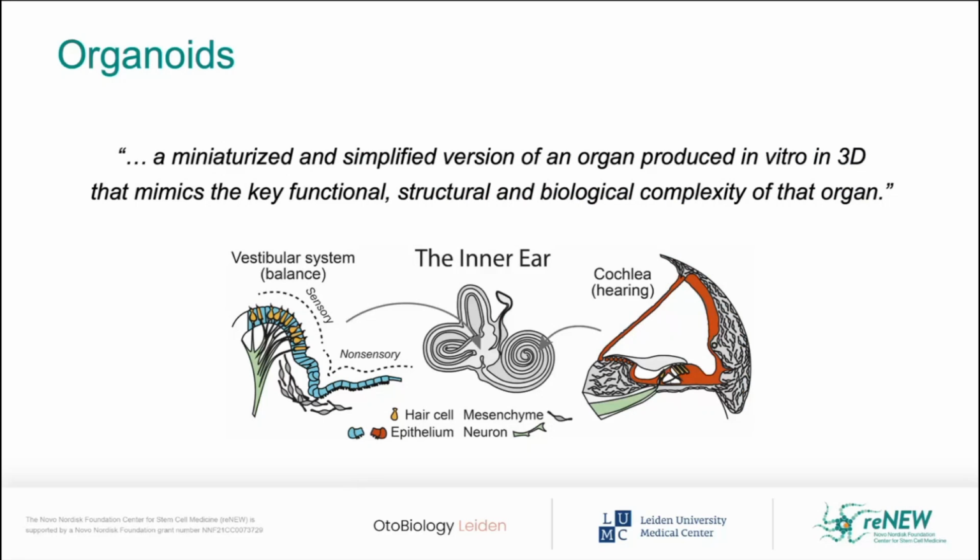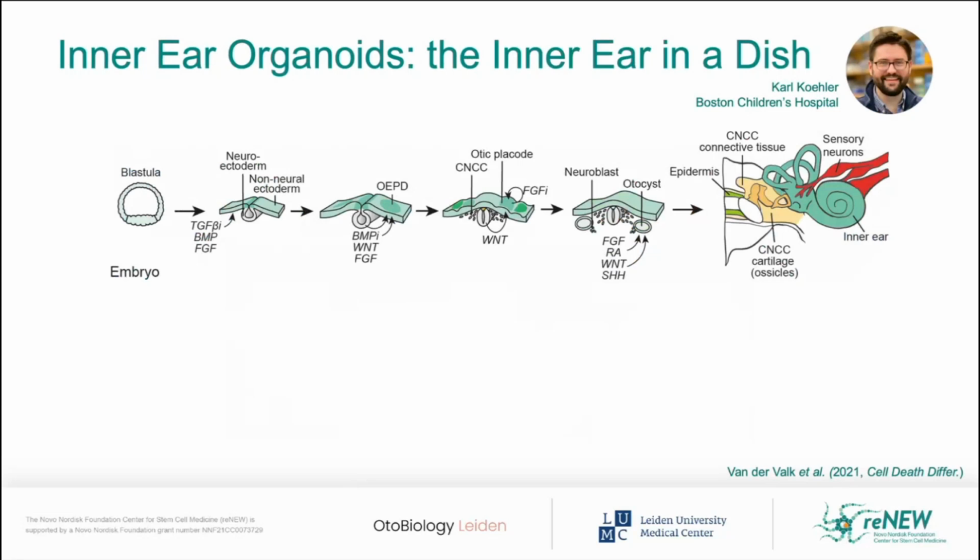For those of you that are not really familiar with organoids, I put here the definition: it's a miniaturized and simplified version of an organ produced in vitro in 3D that mimics the key functional, structural, and biological complexity of that organ. For the inner ear, that means we have something growing in 3D that has some of the cell types we also have in our inner ear. We make this from stem cells, from human pluripotent stem cells or human embryonic stem cells. What we do is just mimic human inner ear development.